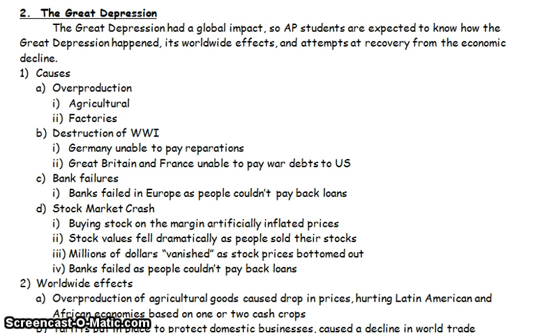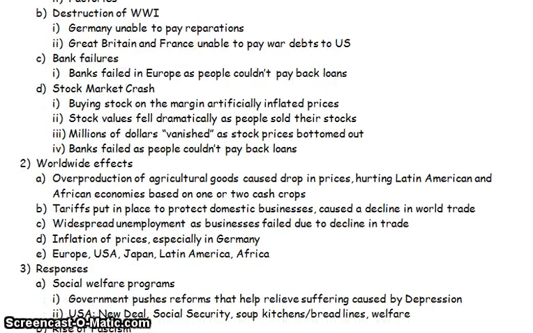And Britain and France are unable to pay their war debts back to the U.S., which is going to hurt our economy as well. You have bank failures throughout the world, throughout Europe, throughout the United States. And basically, banks, when they collapse, they can take all your money with them. And if banks don't make smart investments, like in mortgages and loans to other countries, they can lose everything. And so this is what ends up happening, and so you get banks closing throughout Europe and the United States. The stock market crash is going to happen October 29th, 1929.